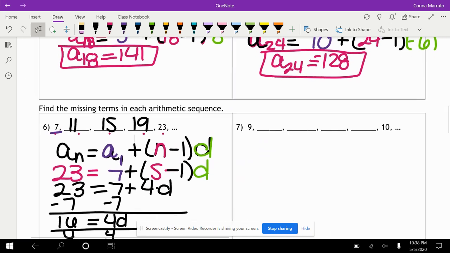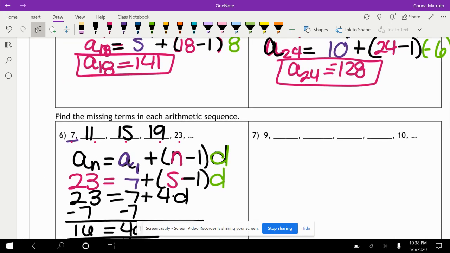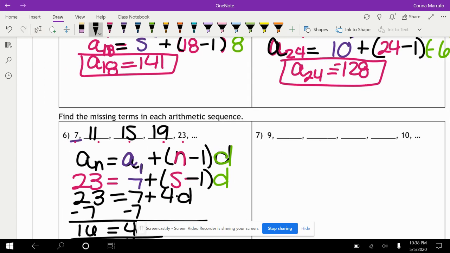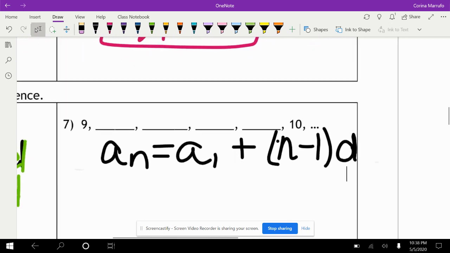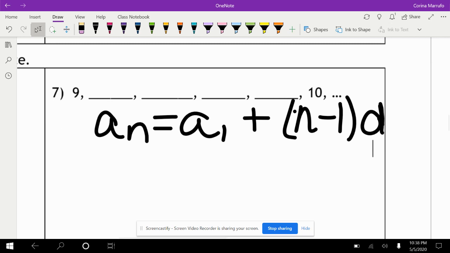All right, so let's go ahead and try that again. Here we have a sub n. I'm going to write down the formula again. a sub n equals a sub 1 plus n minus 1 times d. And remember, d is the common difference. That's what we're trying to find so that we can fill in the rest of the blanks.